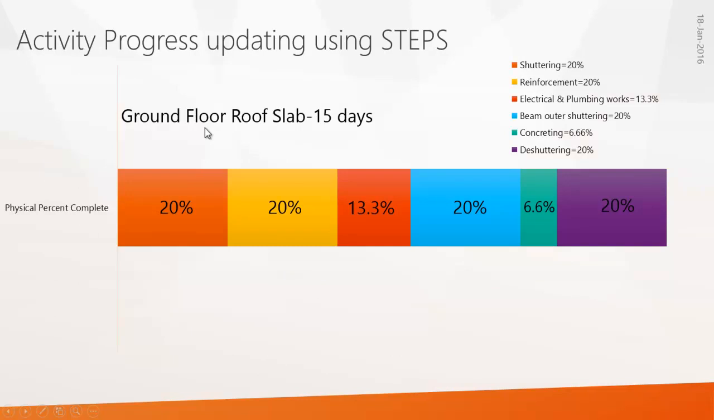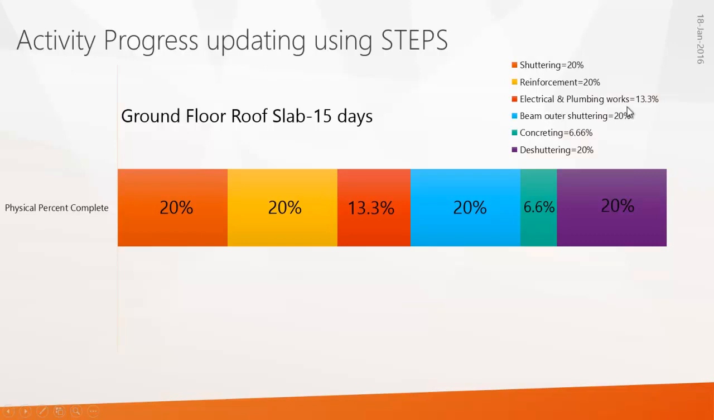Here is an example to help you understand what a step is. Let's assume that there is an activity called ground floor roof slab that is of 15 days. To complete this activity in 15 days, I have divided this activity into 6 sub activities, that is shuttering. I have given 20%, which you can call step weight or step weight percentage, because to complete this activity in 15 days, 20% means shuttering activity, and reinforcement is again 20%. That means if you complete reinforcement, 20% of your activity has completed.